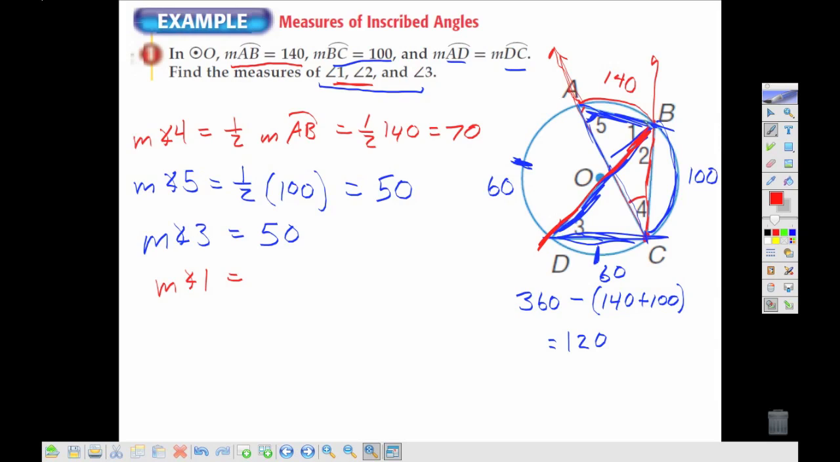Measure of angle 1 is here at B. It's going through D and A. That means it's cutting off this arc right here of 60. So it's going to be half of 60, which gives us 30. The measure of angle 2 is cutting off DC here, which is across from this 60. So the measure of angle 2 is also 30 degrees.